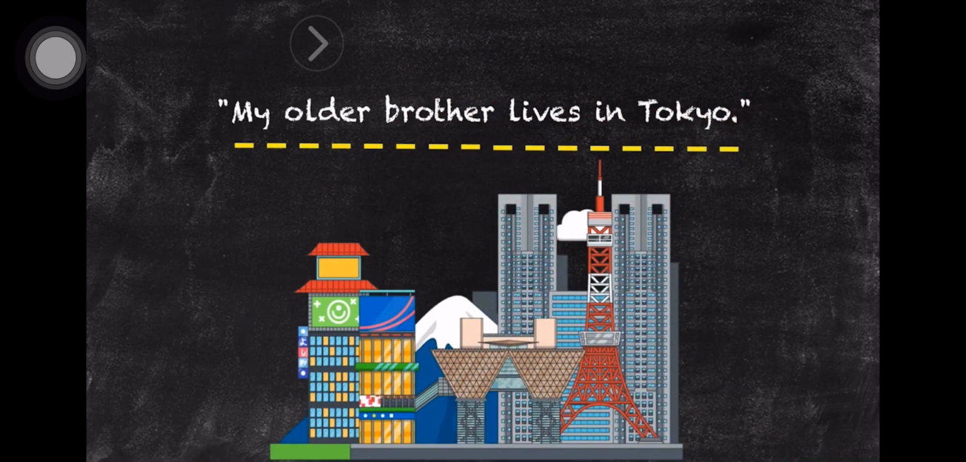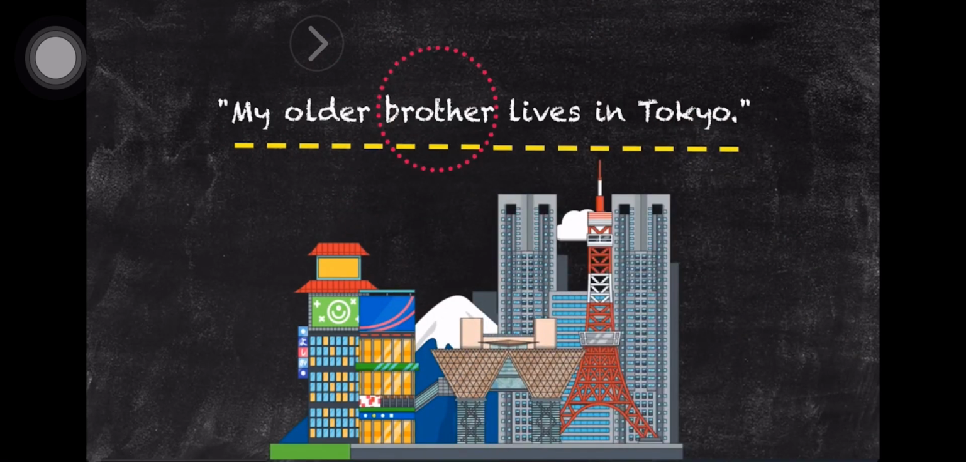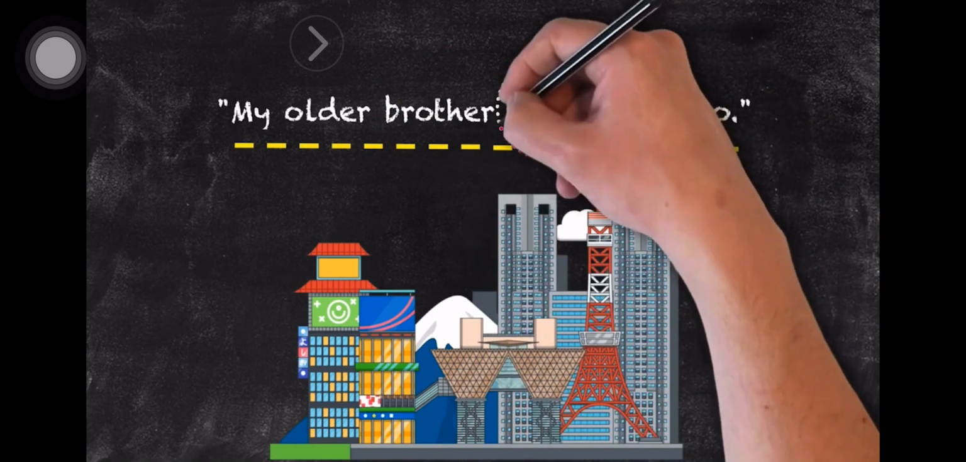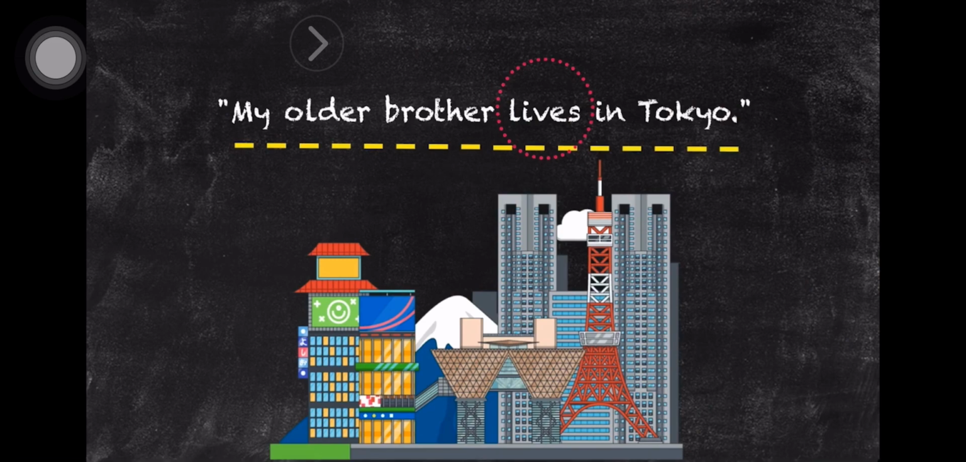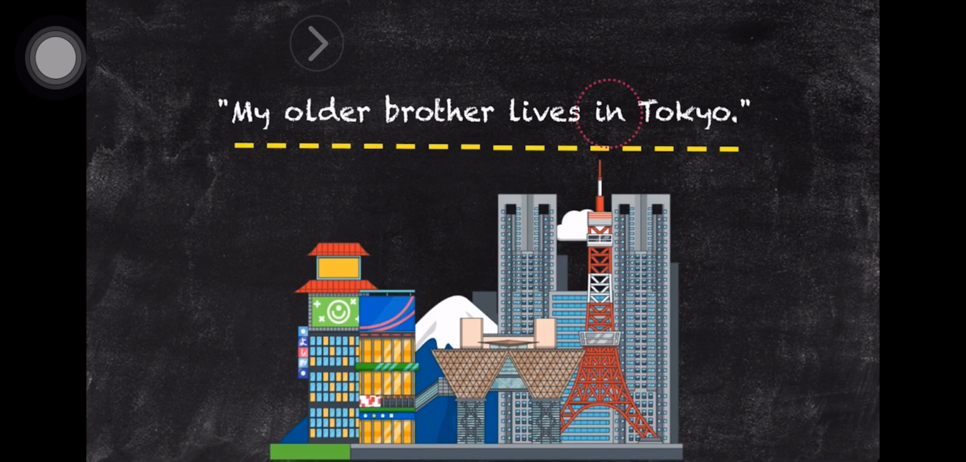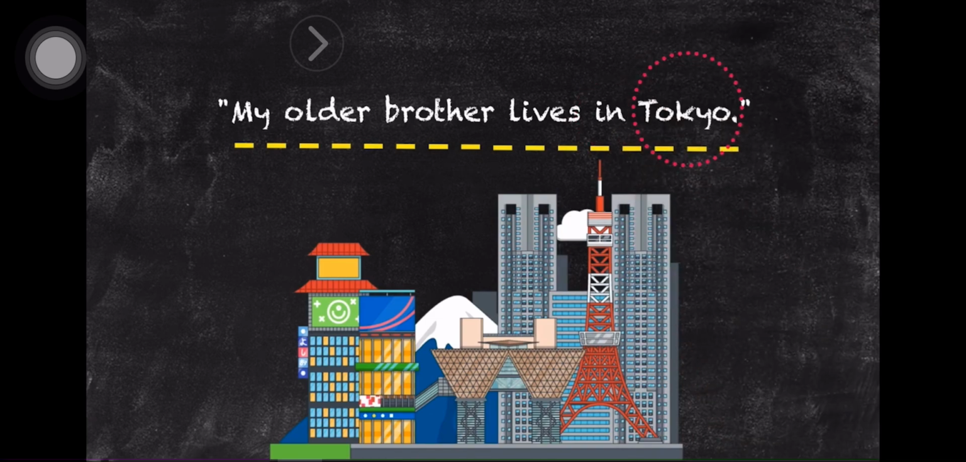We have my, indicating whose brother it is. We have older, indicating which brother it is. The word brother indicates the person in the sentence that is doing the action. Lives is the action within the sentence. In introduces the place of the action, and Tokyo indicates the actual place of the action.